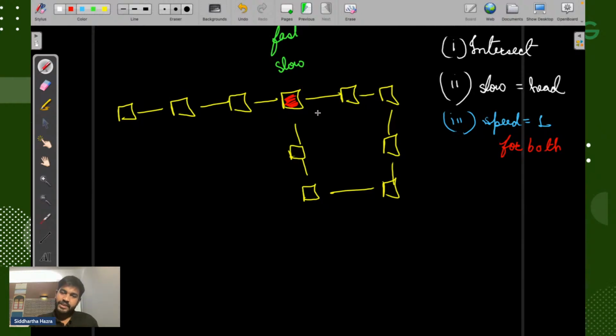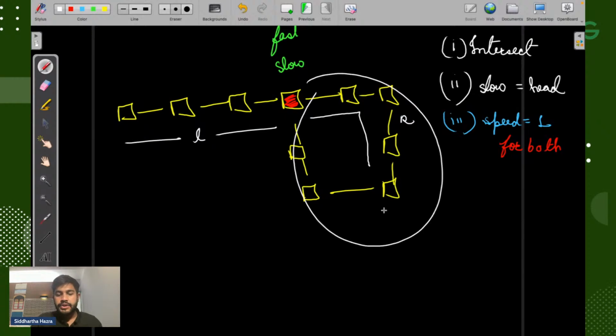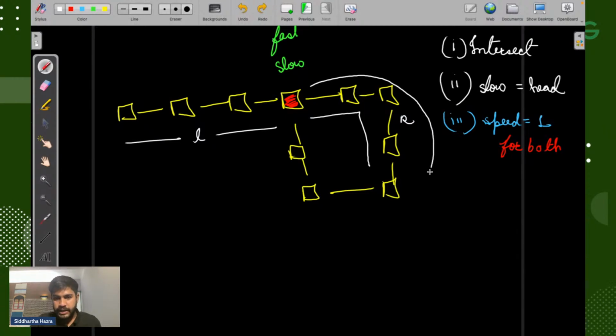How this is happening, I will just tell you the intuition, but this is your homework to be honest. So take this length as L, and the point where they intersected, represent that with K, and the whole loop length as N itself. Now you can say the speed of the fast pointer is 2 times the speed of the slow pointer. So the distance covered by the slow pointer was L plus K.